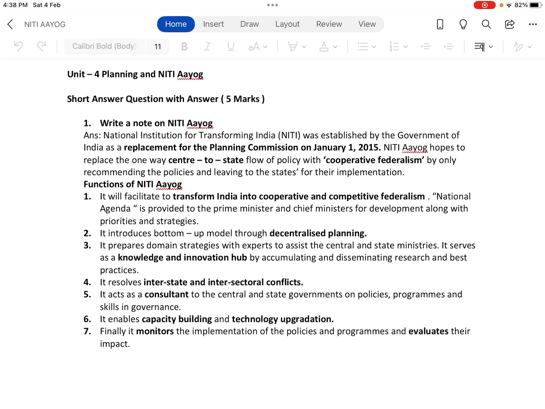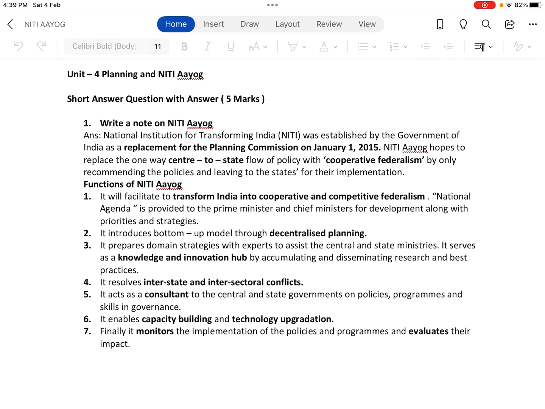It serves as a knowledge and innovation hub by accumulating and disseminating research and best practices. Since NITI Aayog has members from all the leading universities and research institutions, it is serving as a knowledge and innovation hub. That's why we have the Atal Innovation Program and the Student Entrepreneurship Program. All these are happening because NITI Aayog happens to be the knowledge and innovation hub, by disseminating, that is transmitting, all the knowledge to the different state ministries.